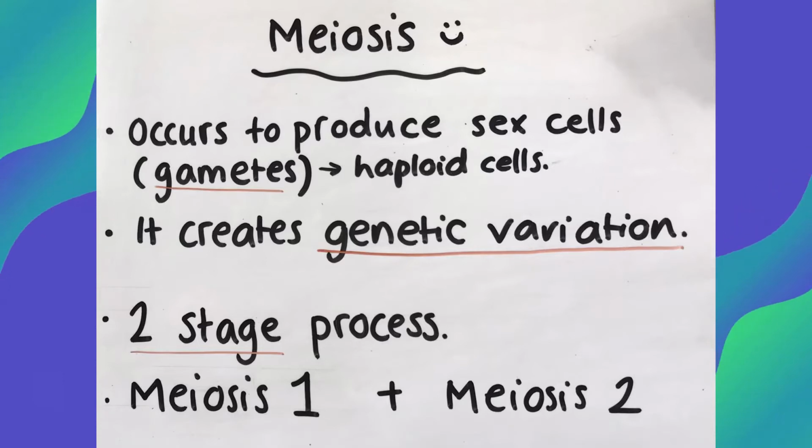Now, the alternative is a cell that has all of its DNA, all of its chromosomes. This is called a diploid cell. Diploid? I don't know. You just have to write it down, alright?